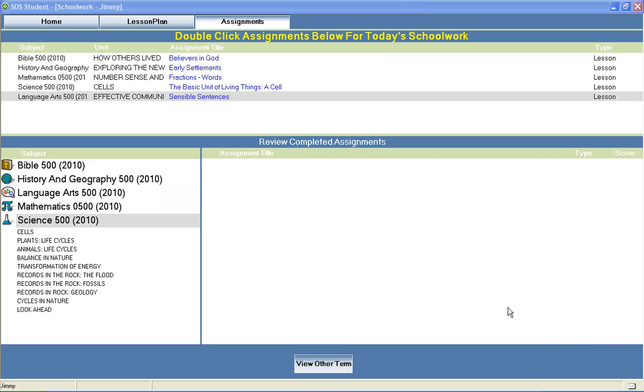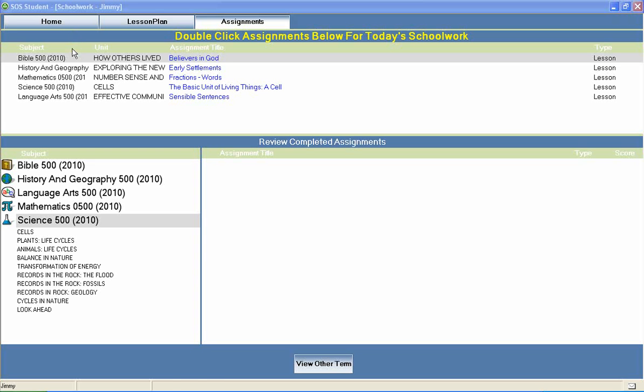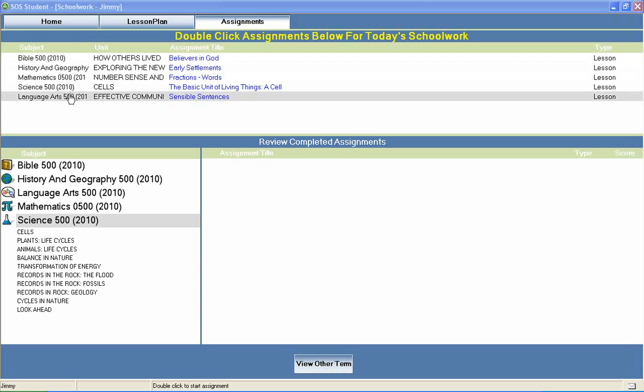Welcome to Switched On Schoolhouse, a CD-ROM-based homeschool curriculum from Alpha Omega Publications. In Switched On Schoolhouse 5th grade science, your students will study general science topics like cells, animals, life cycles, transformation of energy, records in the rock, fossils, cycles in nature, and much more. Now let's take a look at a 5th grade science lesson to see how concepts like these are covered.